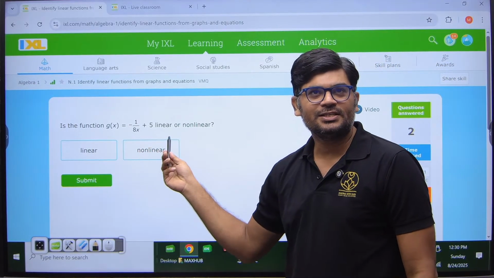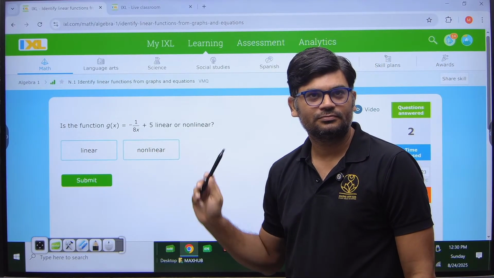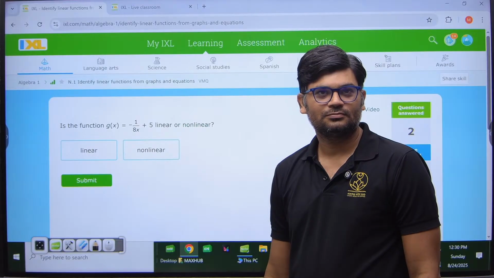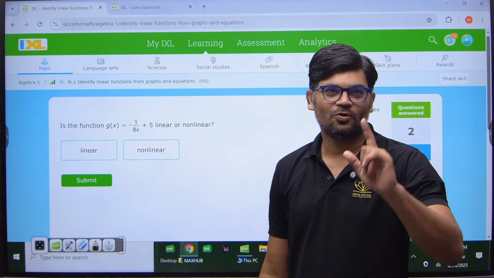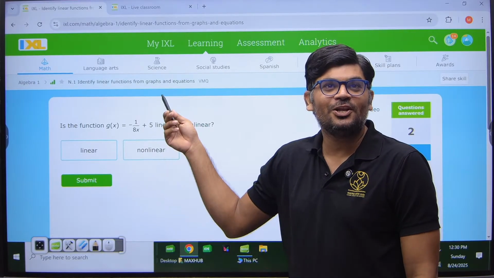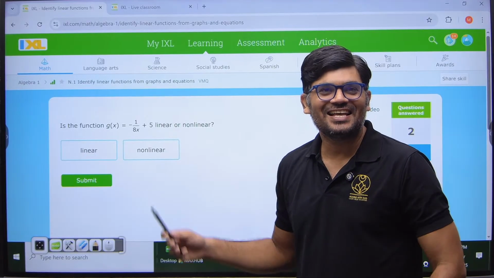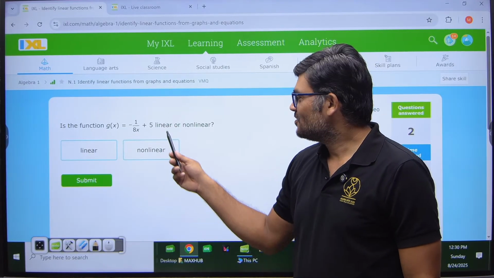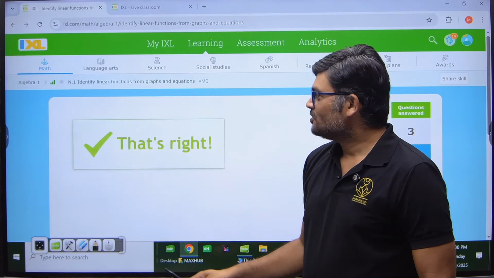What about this? Is this a linear function? No. X has to be in the numerator. Okay. So this is a non-linear function.